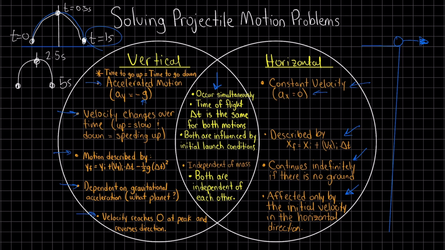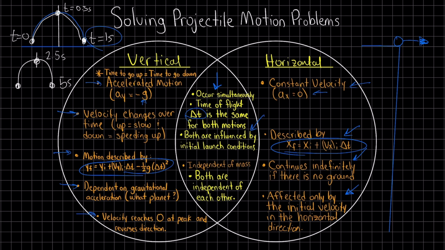The key variable that acts as the bridge between these two motions is delta t, the time. Although each of these equations are different here, what they do have in common is the delta t, the time interval. That is what is the same between these two motions. And whenever you're solving problems and you need some link between the horizontal and the vertical, the time interval is always going to act as your link. So the time of flight, delta t, is the same for both motions.